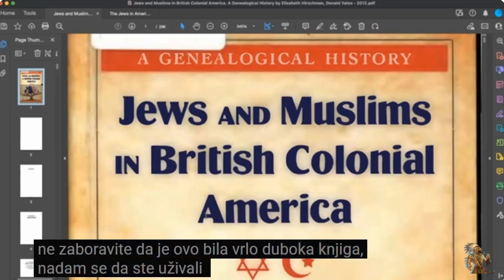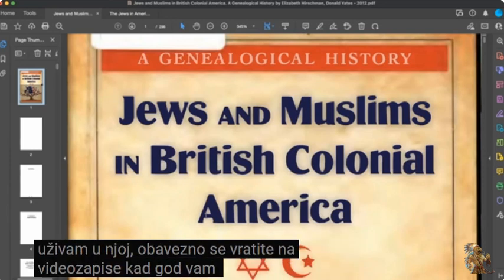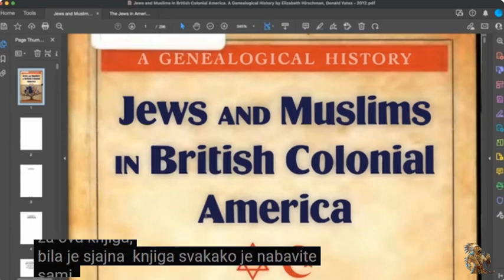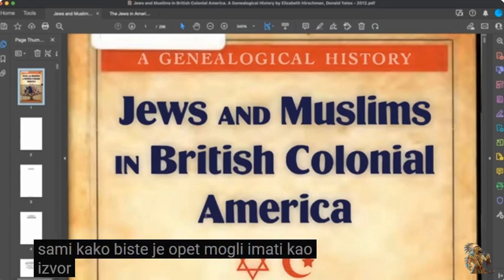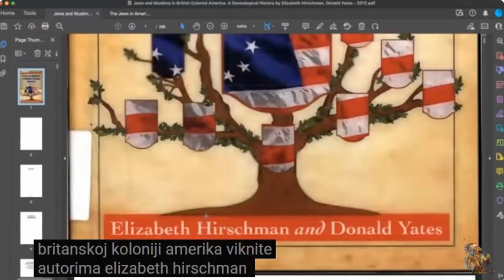I hope you guys enjoyed this book. I always enjoy it. Make sure to go back to the videos whenever you need reference for this book. It was a great book. Make sure to get it on your own so you can have it as a source. Again, this was Jews and Muslims in British colonial America. Shout out to the authors, Elizabeth Hirschman and Daniel Yates.